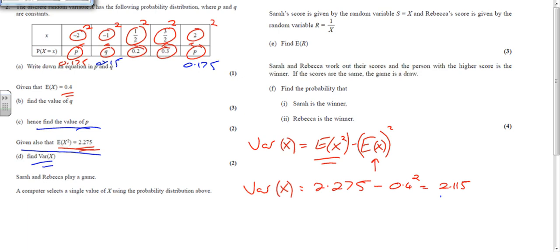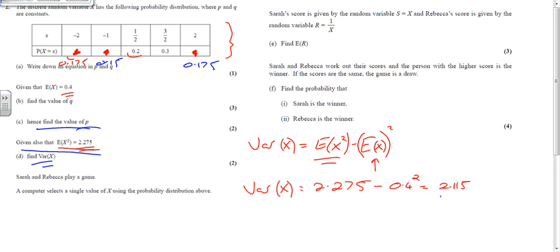Now Sarah and Rebecca play a game. The computer selects a single value of X using the probability distributions above. So what they mean by that is they're going to select a value, and it's been based on these things here. If I just tidy that up a little bit. And we now know that P is 0.175 and Q is 0.15.